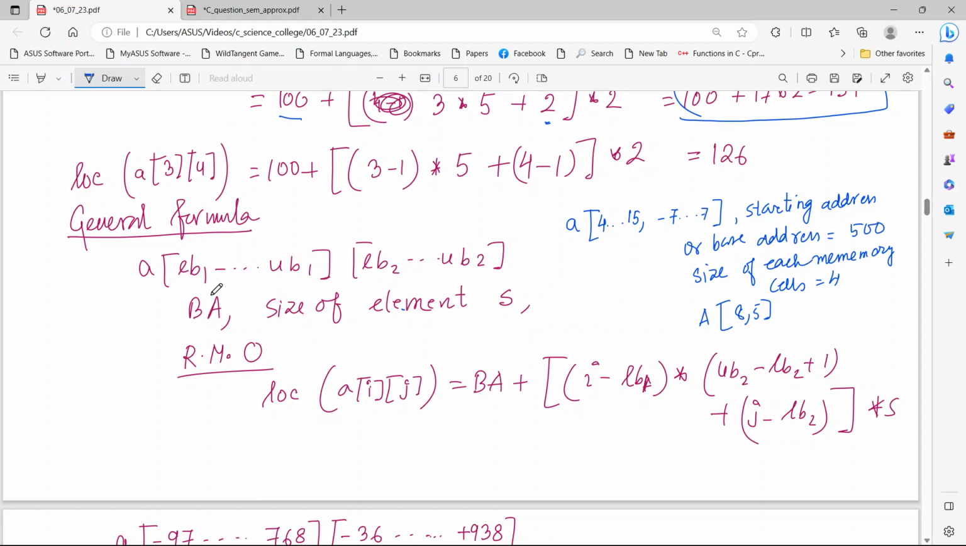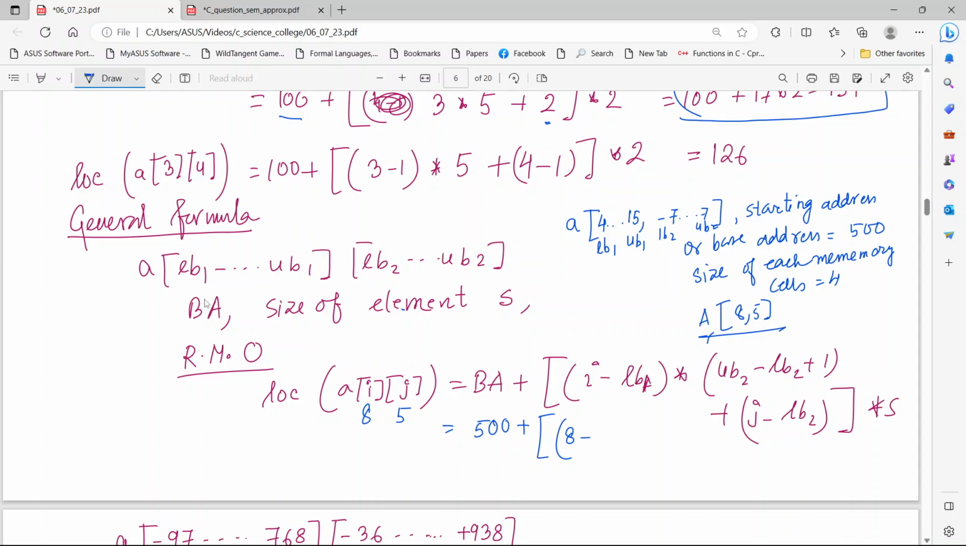So by using this row major order, how can you use the formula? In that case A is 85, that means I is 8, J is 5. Here the base address is given, and I is 8 minus lower bound, that means this is nothing but the lower bound 1, upper bound 1, lower bound 2, upper bound 2.